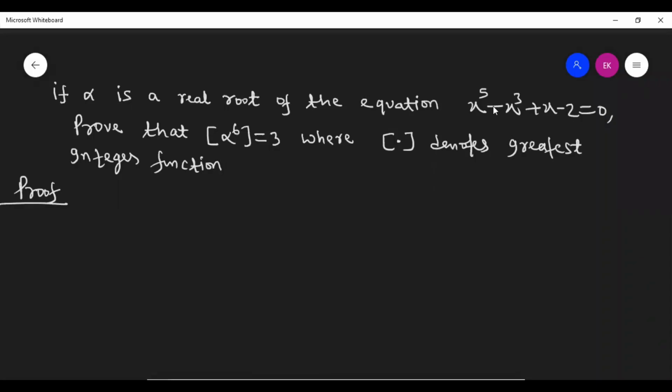Today we are here to solve a question of Indian National Mathematics Olympiad. And this question came in 2004. For optimum benefit, I would suggest first pause the video and try it. Then we will go ahead with the solution.